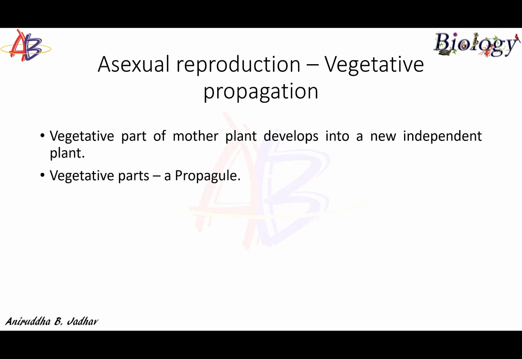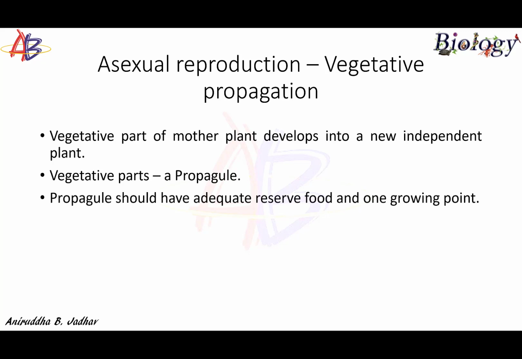This vegetative part, which is participating in vegetative reproduction, is also termed a propagule, or more particularly a vegetative propagule. The propagule participating in asexual reproduction should have adequate reserve food material and at least one growing point at which it can give rise to a new plantlet.